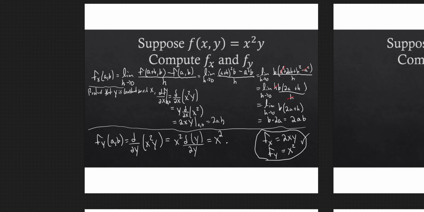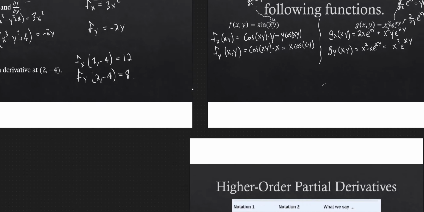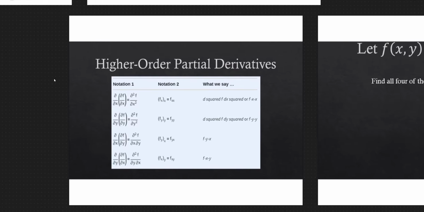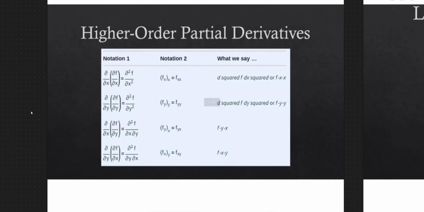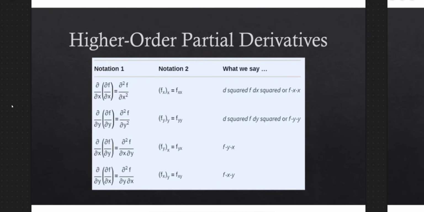Just because I take an x partial derivative doesn't mean I'm going to eliminate all the x's or all the y's. I could still have x's and y's in there, just like we saw here with fx, we have 2xy. So in general, fx and fy are functions of the two variables that we started with, which means we can take partial derivatives again. So if we want to understand the rate of change of the x partial derivative as we move in the x direction, that would be taking the x partial derivative of the x partial derivative. So that would be fxx is one way to say this.